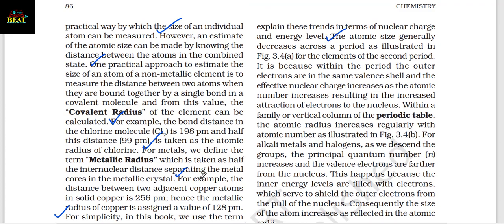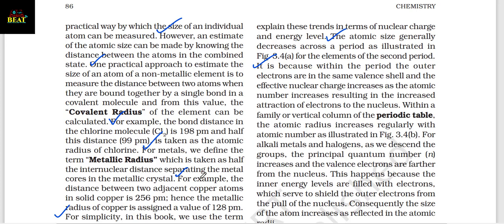The atomic size generally decreases across a period as illustrated in figure 3.4a for the elements of the second period. It is because within the period, the outer electrons are in the same valence shell and the effective nuclear charge increases as the atomic number increases, resulting in the increased attraction of electrons to the nucleus.